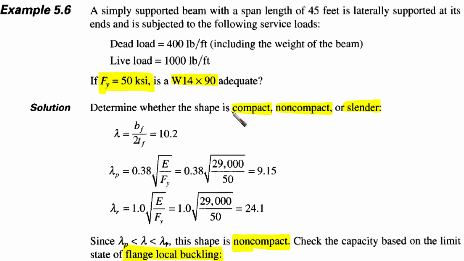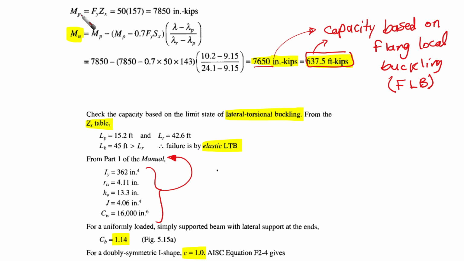So we need to calculate Mp, the plastic moment, first. This is going to be F yield 50, we know it, times Zx, because our cross section is about the X axis. From where? Go to the table, stop the video, go to your manual and check the table. You're going to find this value, 157.